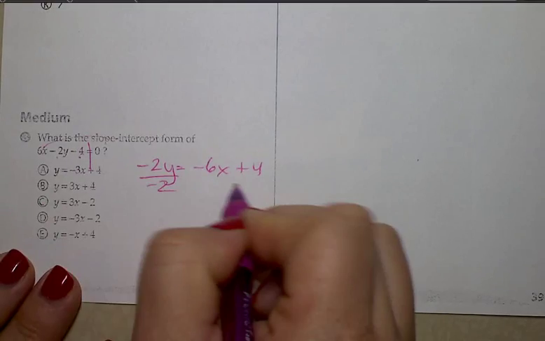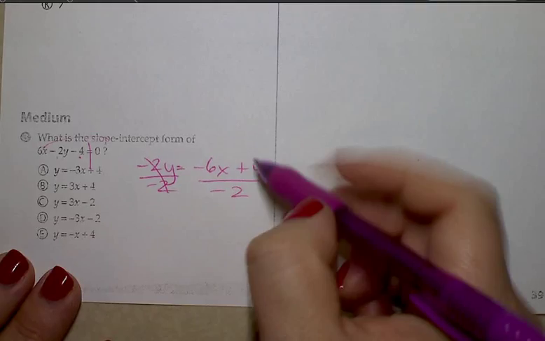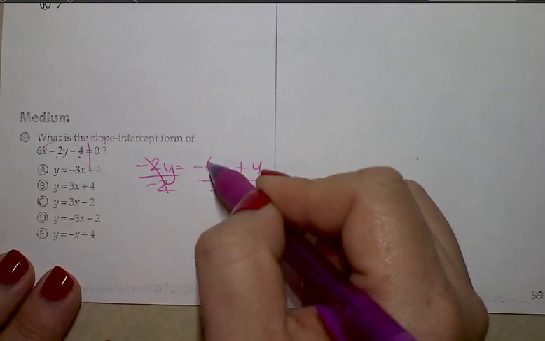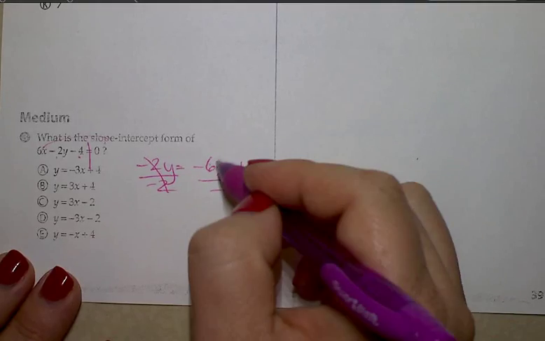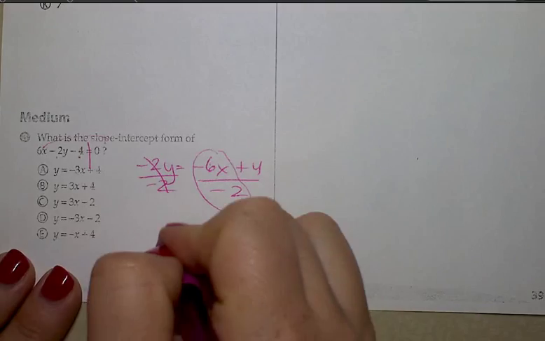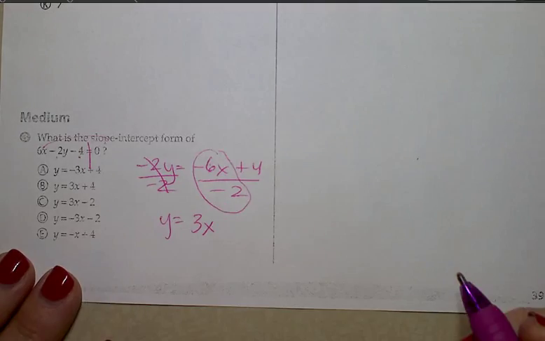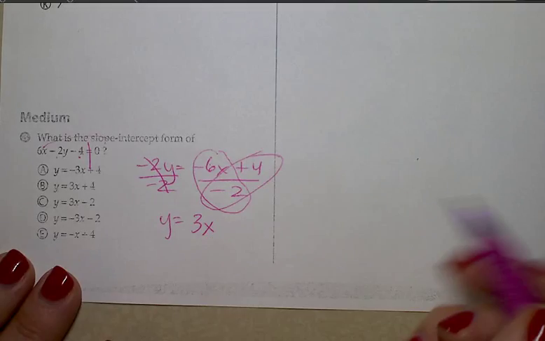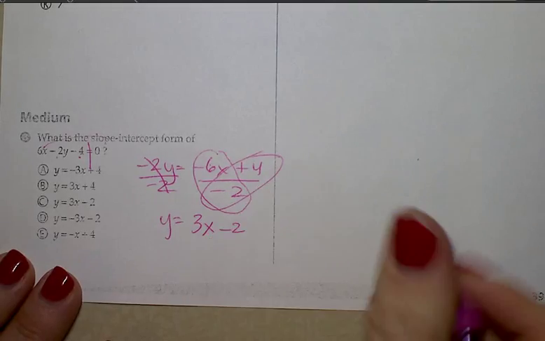Divide by the negative 2 to isolate the y. This negative 2 belongs to both the negative 6x and the positive 4. Negative 6 divided by negative 2 is 3. Bring down the x. And positive 4 divided by negative 2 is negative 2. Correct answer is C.